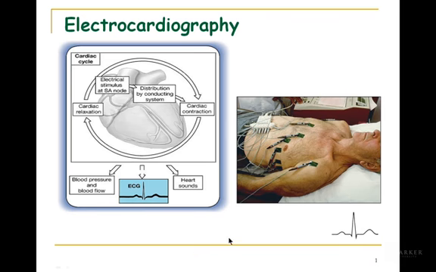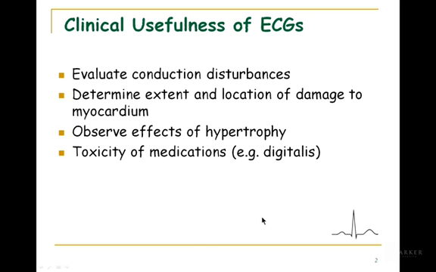Now, the ECGs that we do today are far different from what they did in 1902, which is when the first one was done on humans. So we'll show you a picture of what it looks like in a moment. But what types of information can you get from an ECG? What do they use it clinically for?